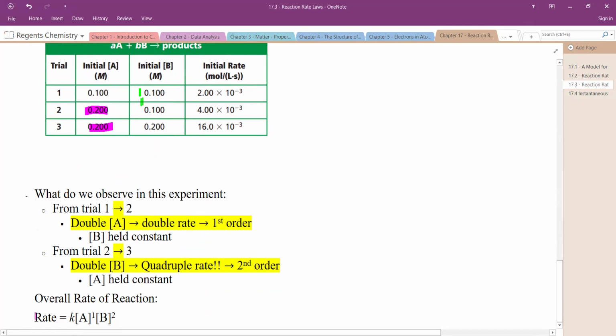Okay. And so if I were going to write the overall rate for this reaction, the rate law, I would write my rate is equal to my specific rate constant times concentration of A to the power of 1 because it's first order, times concentration of B to the power of 2 because it is second order.